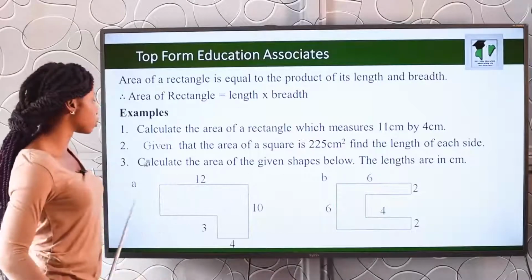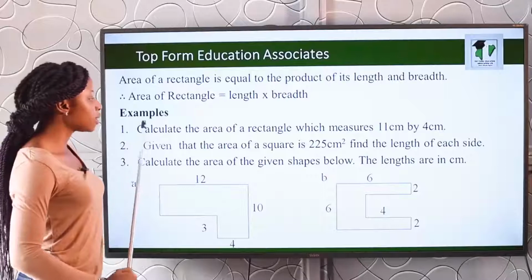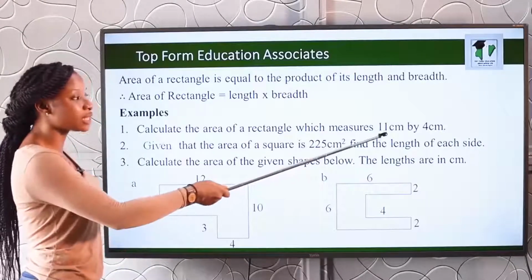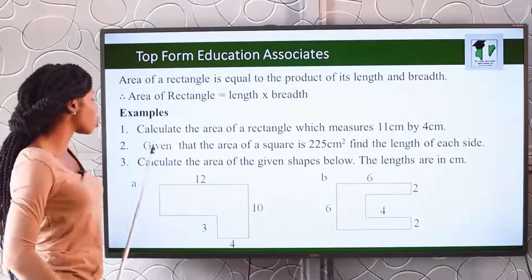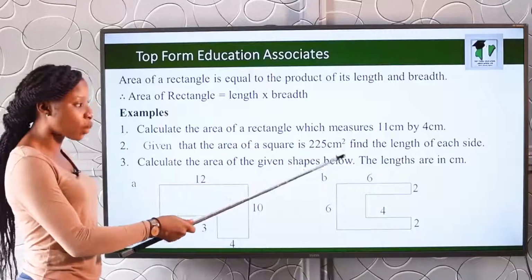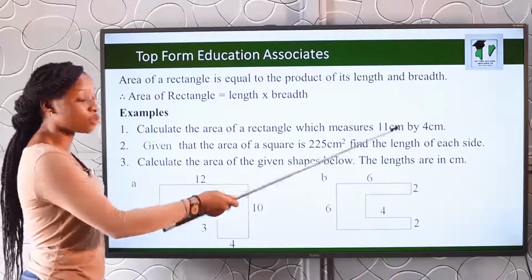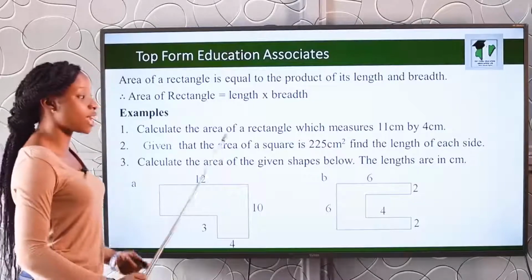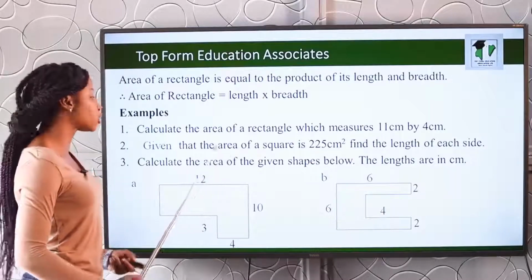Let's take some examples. Number 1. Calculate the area of a rectangle which measures 11 cm by 4 cm. Number 2. Given that the area of a square is 225 cm square, find the length of each side. Remember we said whenever we are given an area of a square, we have a formula to use.